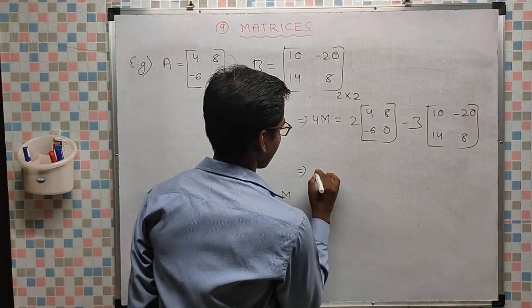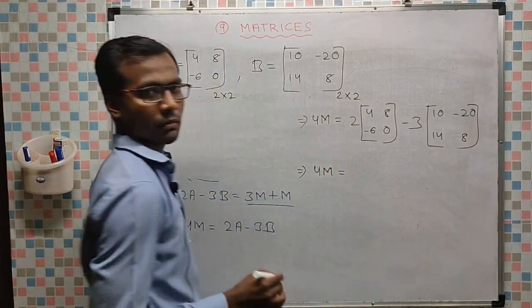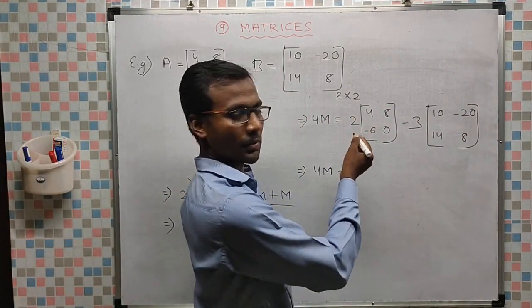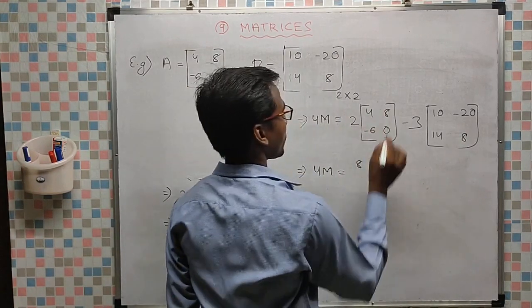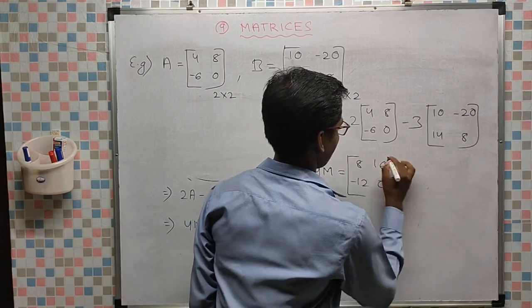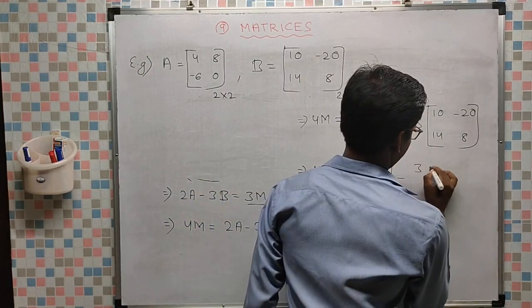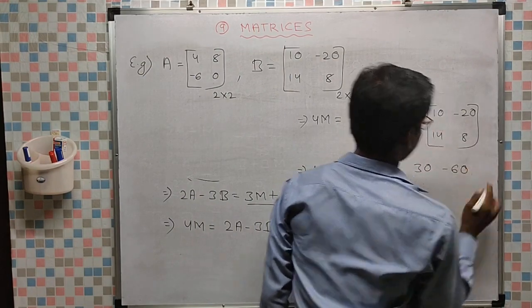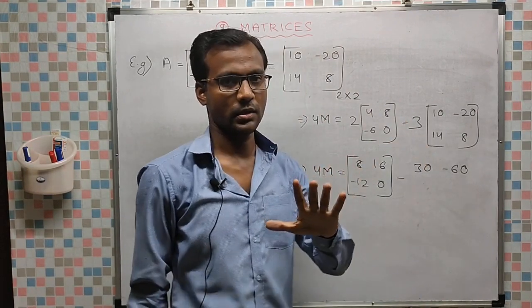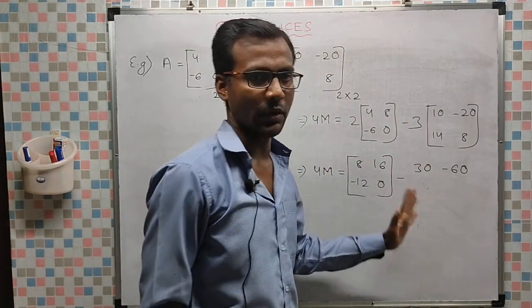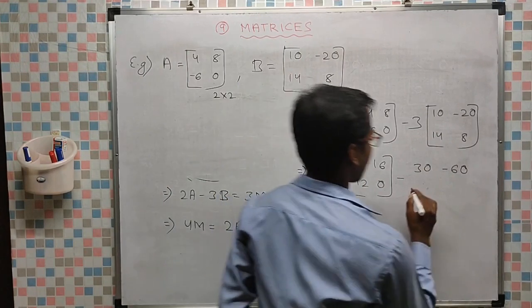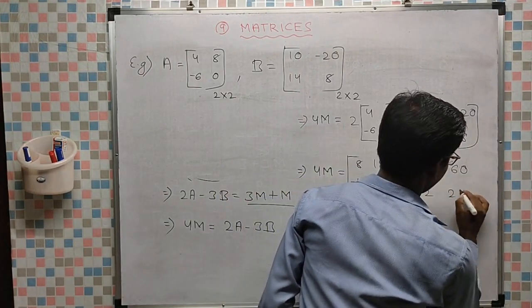So this implies that 4M is equal to, go on solving, just like a linear equation. Scalar multiplication: 2 into 4 is 8, 2 into 8 is 16, minus 12, 0, minus 30, minus 60. Simply multiply 3, don't multiply minus 3, you may commit a mistake. Keep this minus sign outside only. So 3 into 10 gives you 30, 3 into minus 20 gives you minus 60, 3 into 14 gives you 42, 3 into 8 gives you 24.